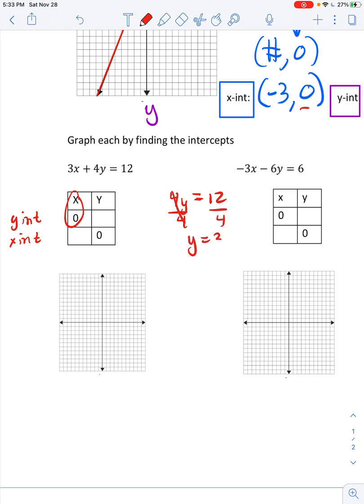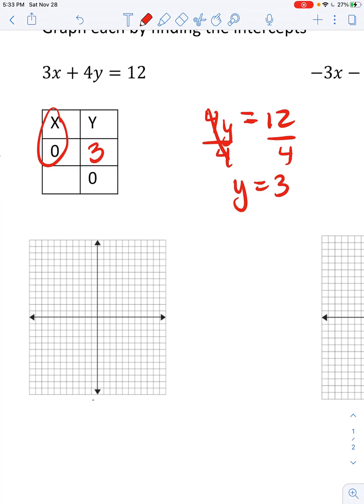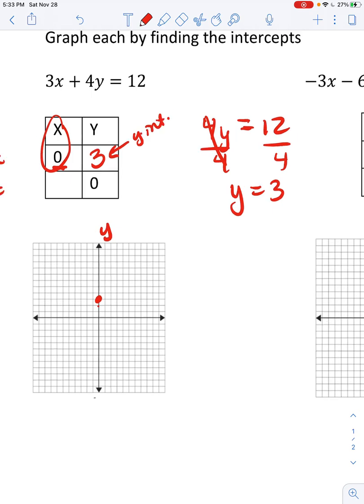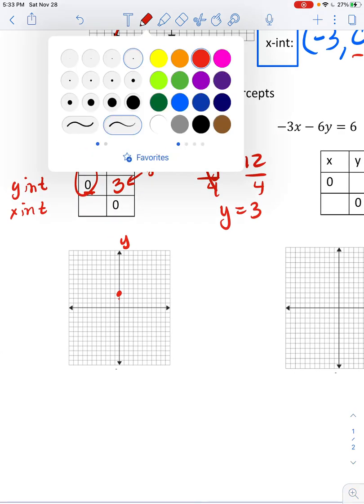So this one tells me that it will have a y value of 3. So it will cross the y at 1, 2, 3. Now keep in mind, this is the y-intercept. It's got a 0 up here for x, so I didn't go right or left. I simply went to the 3. That's going to be my y-intercept. So that's where it's going to cross the y.